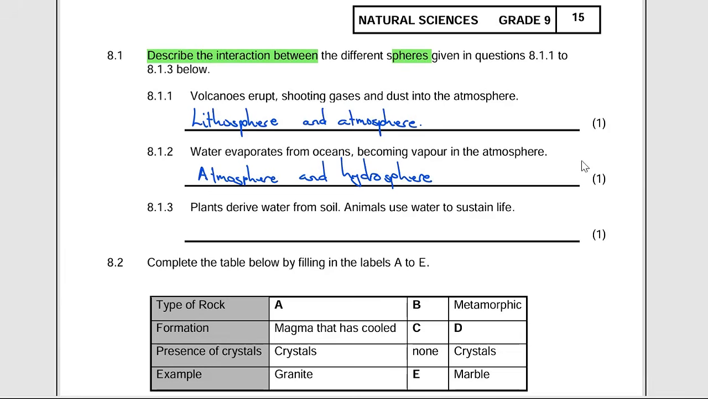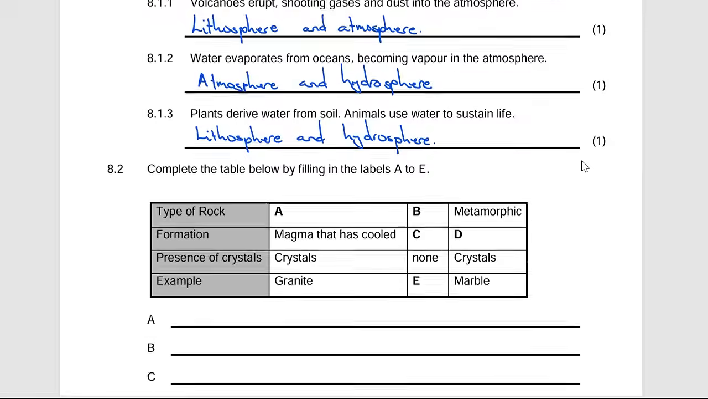Then 8.1.3, plants derive water from soil. Animals use water to sustain life, right? So this means it is an interaction between lithosphere and hydrosphere, like that. Okay.